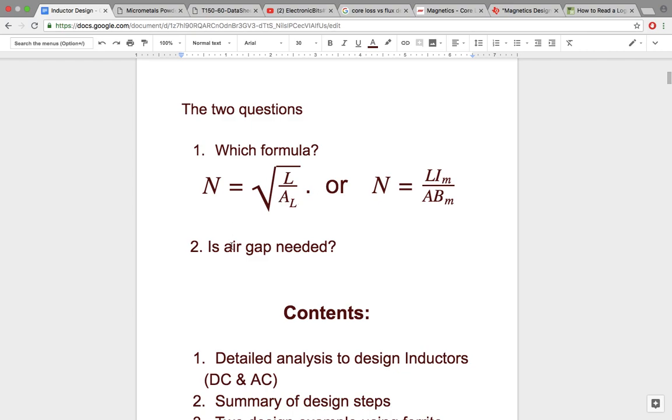The second question was whether we need an air gap in the core or not. You may have seen some inductors where you don't have an air gap, and some inductors where you have air gaps. In some cases you have very huge air gaps in the range of centimeters. So what basically decides the air gap? That also we'll be looking at in the video.